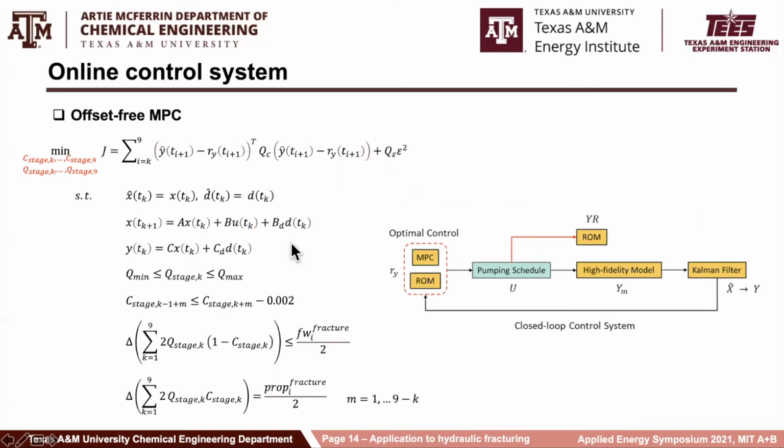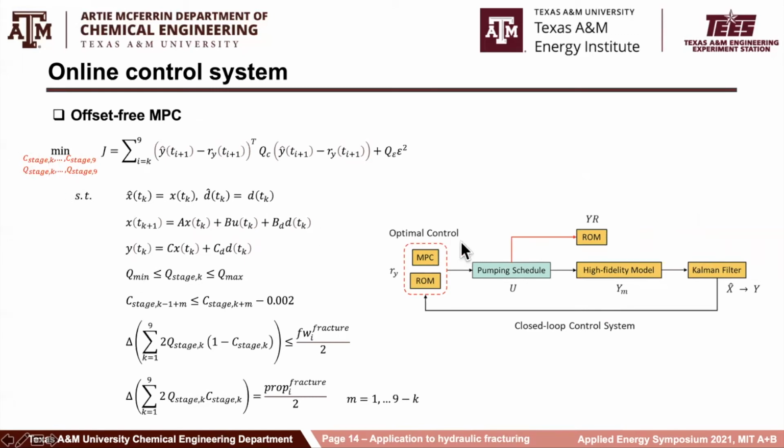Here's the detailed formulation of the optimal control problem. The objective is to track the references, and thus the deviation should be minimized. The initial states are estimated using a Kalman filter. With the augmented reduced order model and operational constraints, the optimal inputs can be computed online.